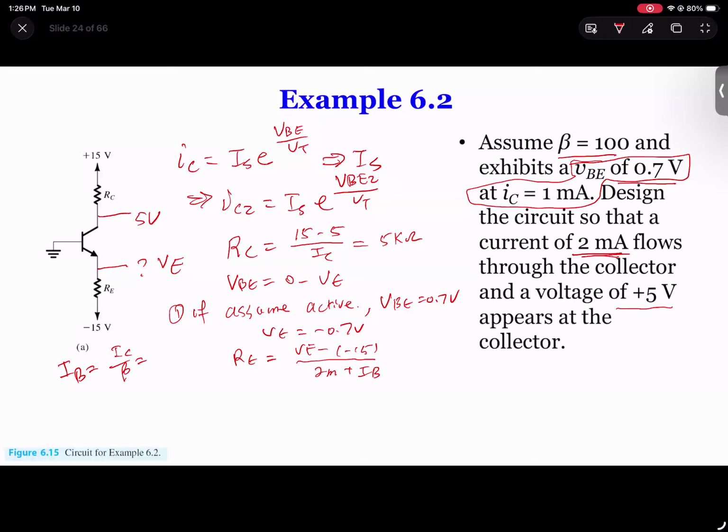Beta is 2, so this is going to be 0.02. So it's 15 minus 0.7 divided by 2.02 milliamps. That gives you certain kilo ohms.